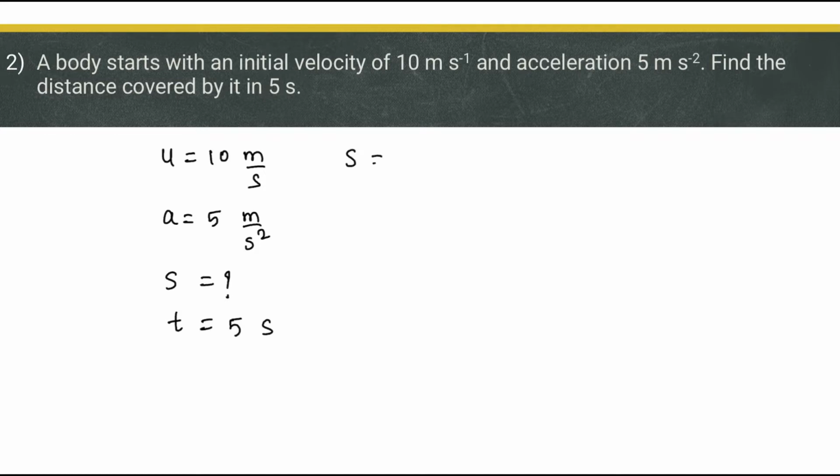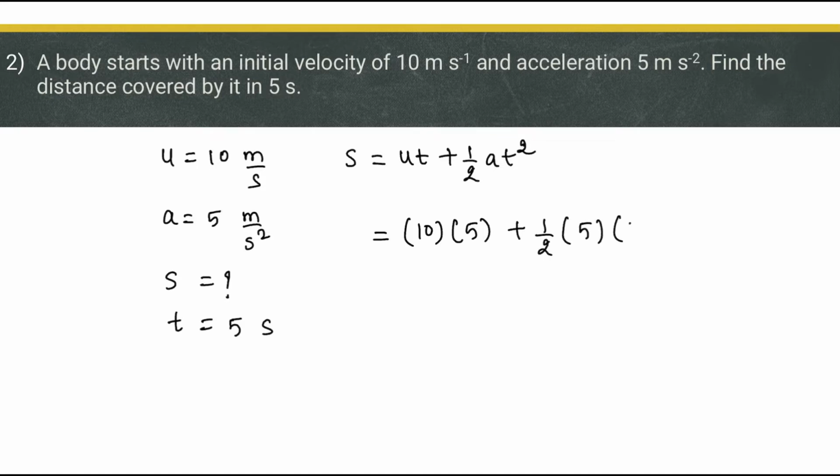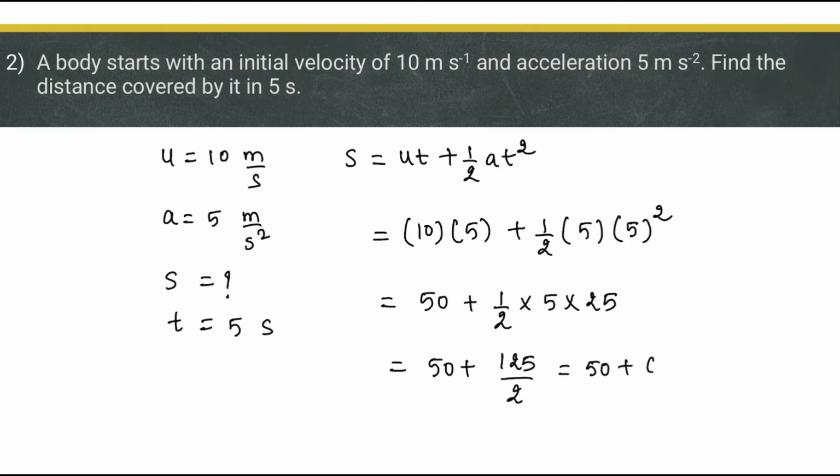Once again we can use the formula S is equal to ut plus half at square. Initial velocity is 10, time taken is 5 seconds, plus half, acceleration is 5 and time is 5 seconds. So this is 10 into 5, 50, plus half into 5 into 25, that is 50 plus 125 divided by 2, that is 50 plus 62.5, and hence the distance is 112.5 meter.